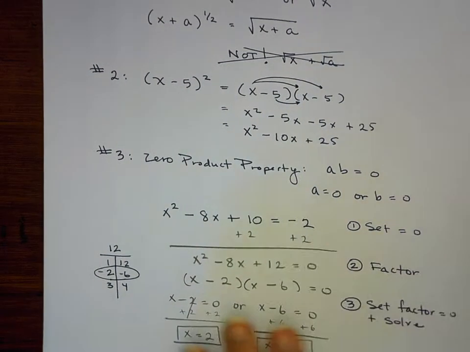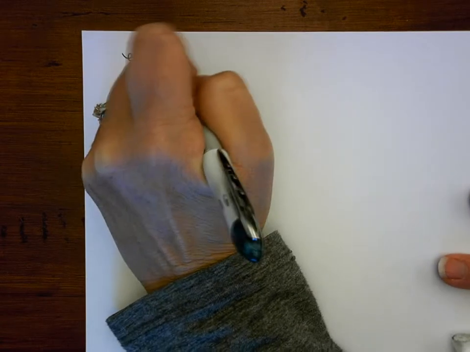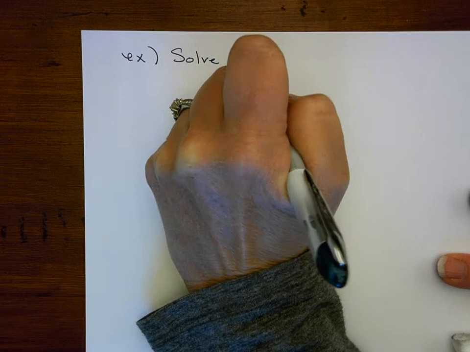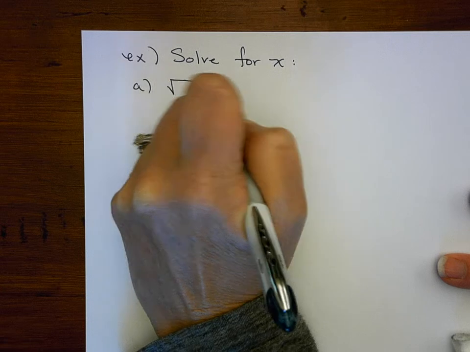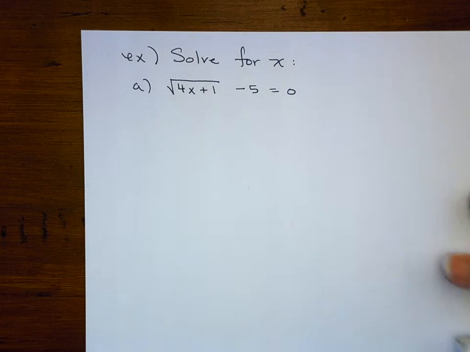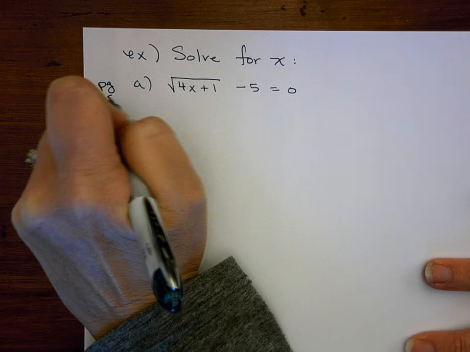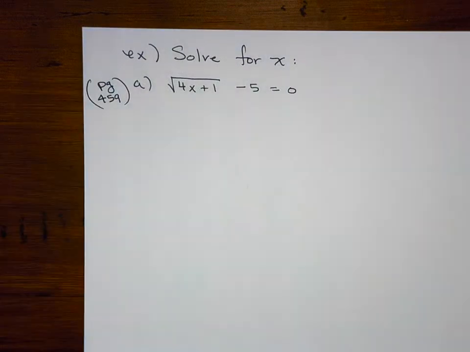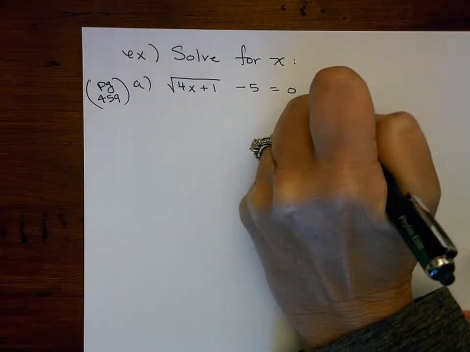So let's go ahead and do 2 examples for the new stuff. So we're going to solve for x. Okay, and so this is problem number 1 on page 459 out of our text. So page 459, problem number 1. So our first step is to isolate the radical.